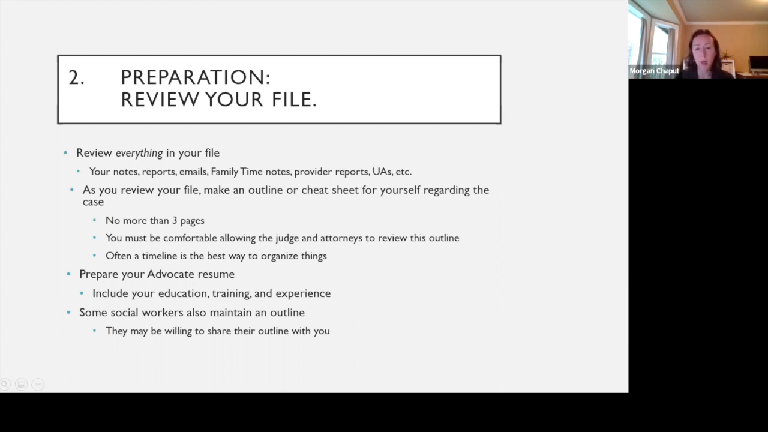Prepare your advocate resume. As an advocate, you have probably done a ton of training, you probably have some experience, you've got some education that's helpful. So prepare a specific resume for your advocate work, whatever that looks like in terms of your education or any experience that you've had. And if you can, ask your program to get a list of all the trainings that you've done, if you haven't kept track yourself. That can be helpful as well.